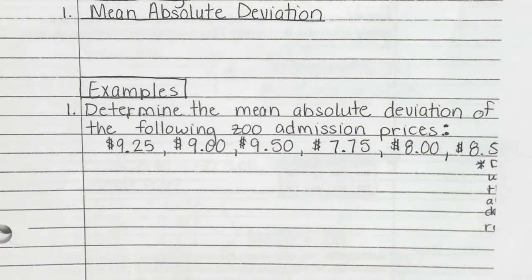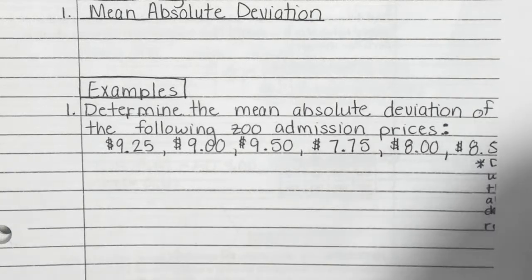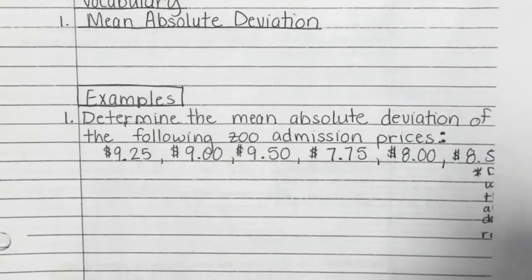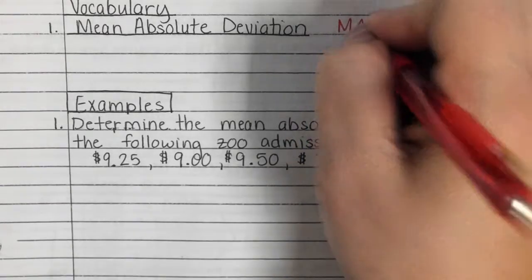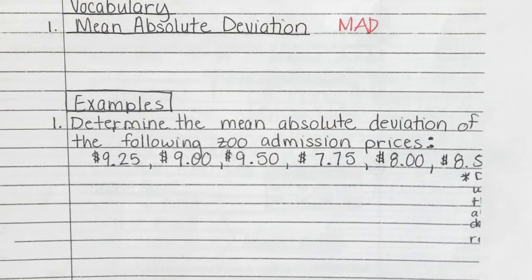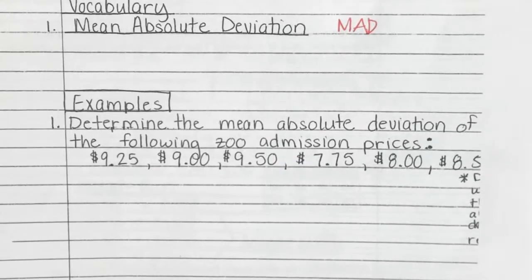I am now recording. Okay, so mean absolute deviation. The first thing I want you to write down is that we are going to abbreviate this, and this is going to be referred to as the MAD. Okay, mean absolute deviation. And we're going to break these three words apart because we're going to talk about what each of them means individually, because I think it'll help you understand what exactly you're looking for.